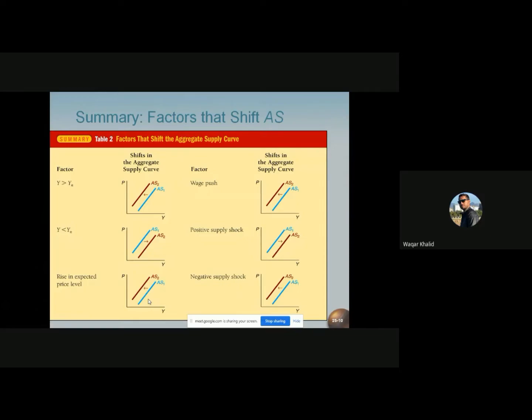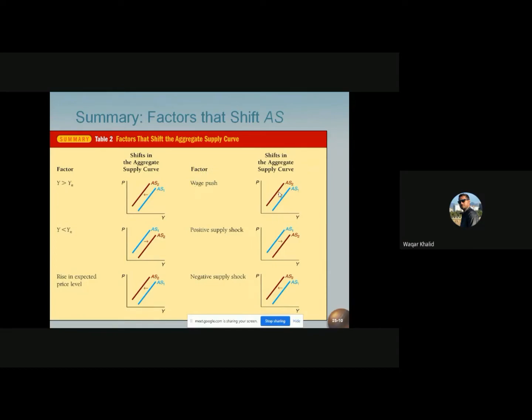But keep in mind that the greater the expected increase in the price level, the larger the shift. It means that the higher the expected inflation, the larger the shift. The third important factor is known as wage push. How does wage push, which is an important factor, shift the aggregate supply curve?